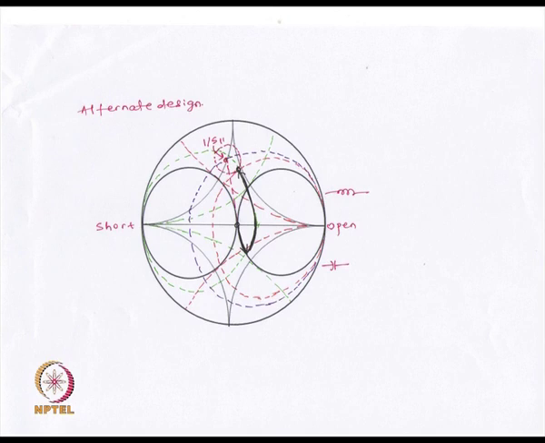Alternatively, if we go along this path, where first we go down along a constant resistance circle and then go up along a constant conductance circle, here also we will first have a resistance and a capacitor in series, followed by an inductor in shunt.